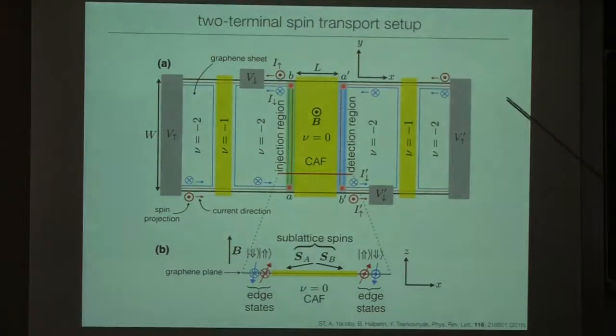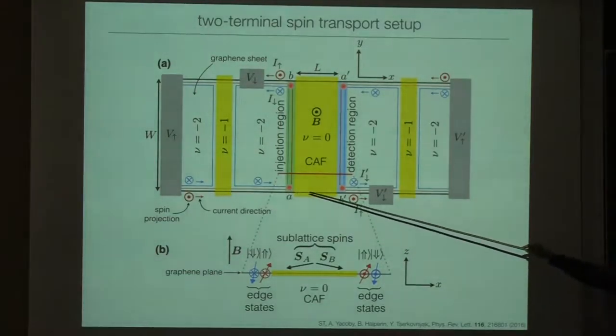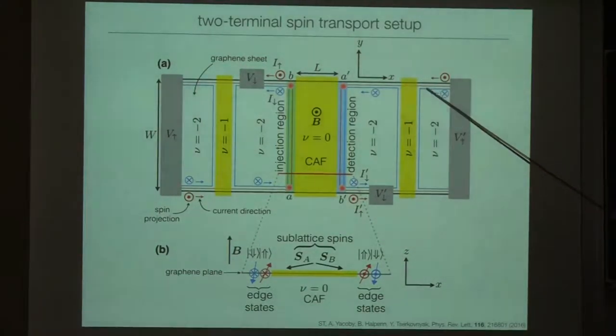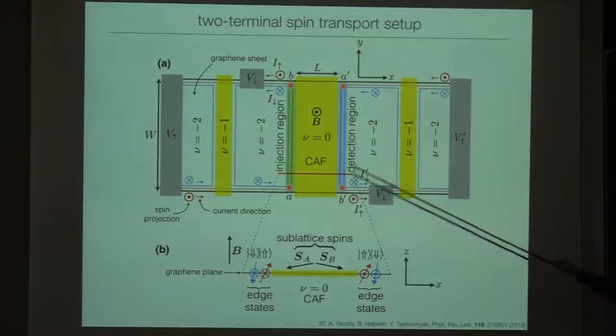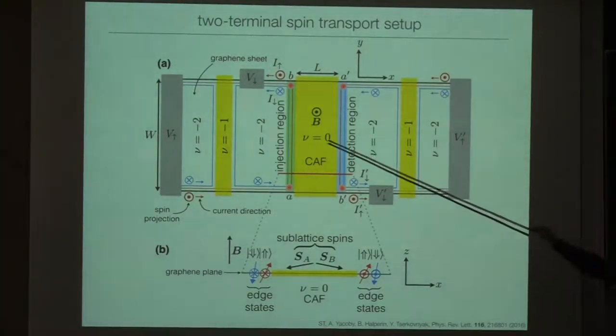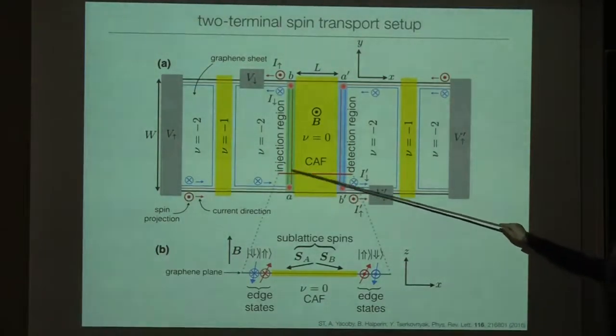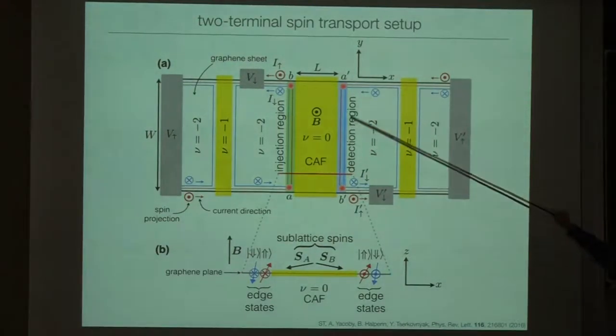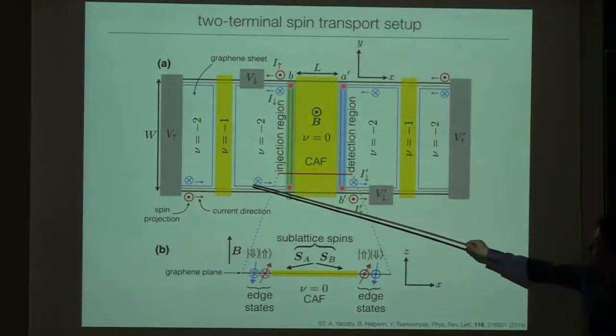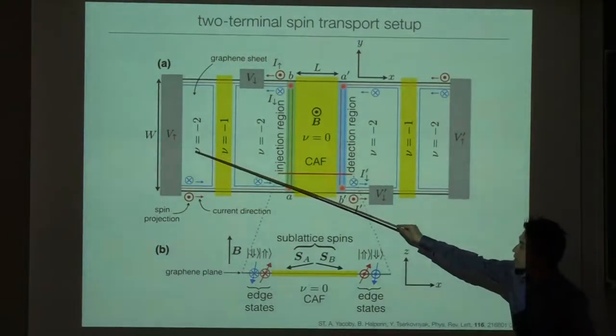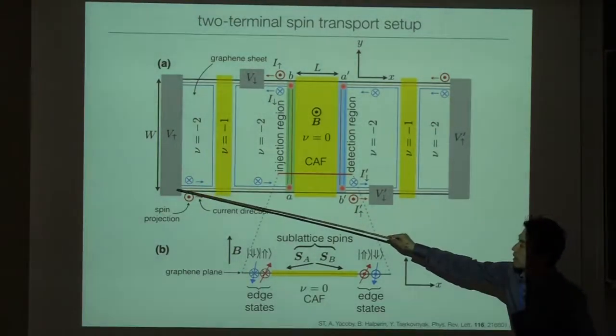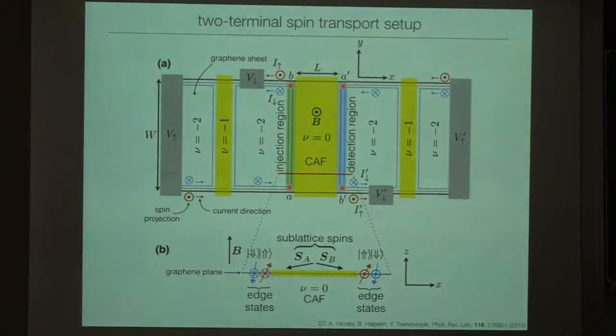And so here we have a graphene sheet here. It's like a Hall bar, but it's a graphene sheet. And we applied various top gates so that you have these different filling fractions. And so in the middle, you have a canted antiferromagnetic region. And then you flank this region with an alternating pattern of different filling fractions, minus 2, minus 1, minus 2. And so here in the minus 2 region, these two edge states are emanating out of this ohmic contact. So it's biased at some value.